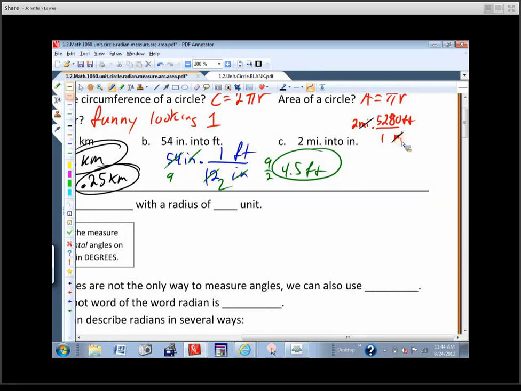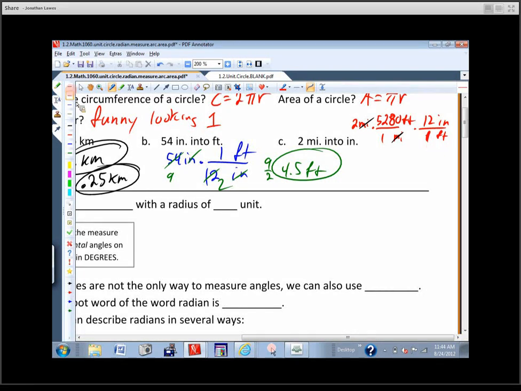Let me change colors so this looks a little bit better. Okay? So I can cancel off the miles. This is what I have right now. I've got something in feet, but I don't want that in feet. I want to cancel off the feet, and I want inches left. Notice how the unit that I want left stays on the top. The one I'm getting rid of is going to go on the bottom.